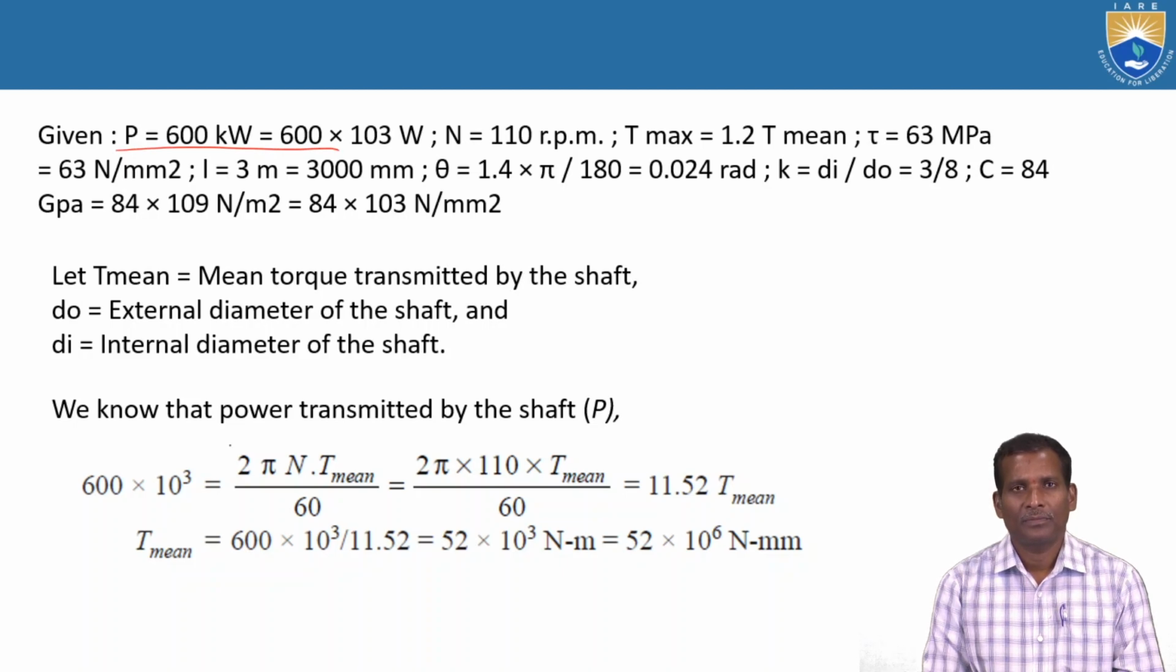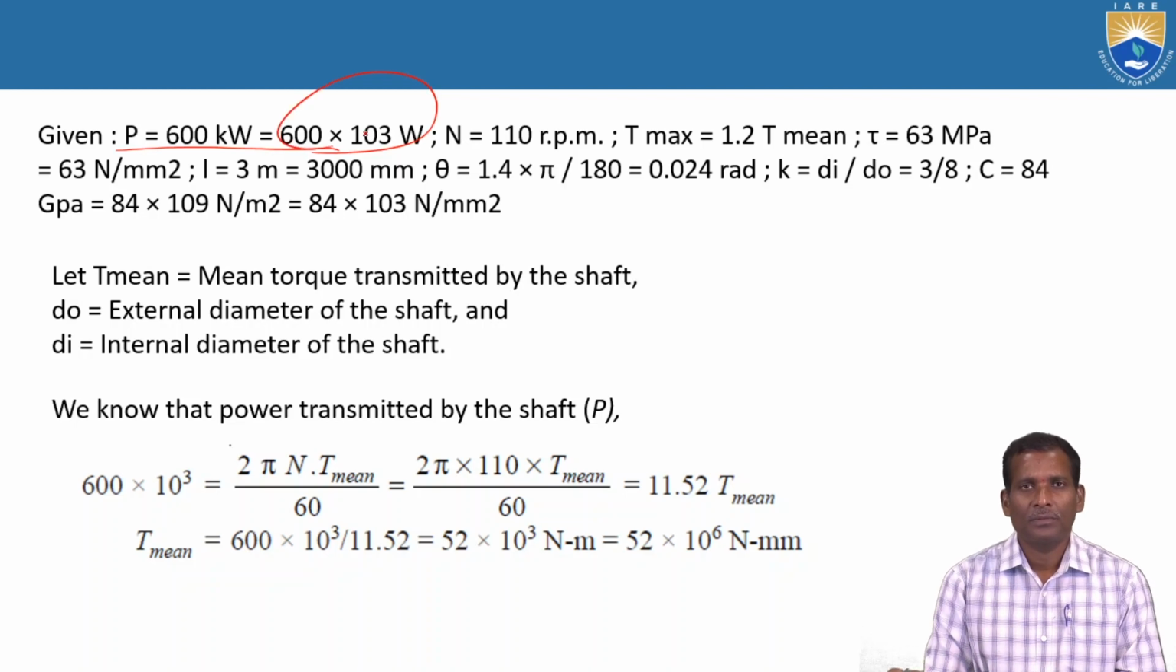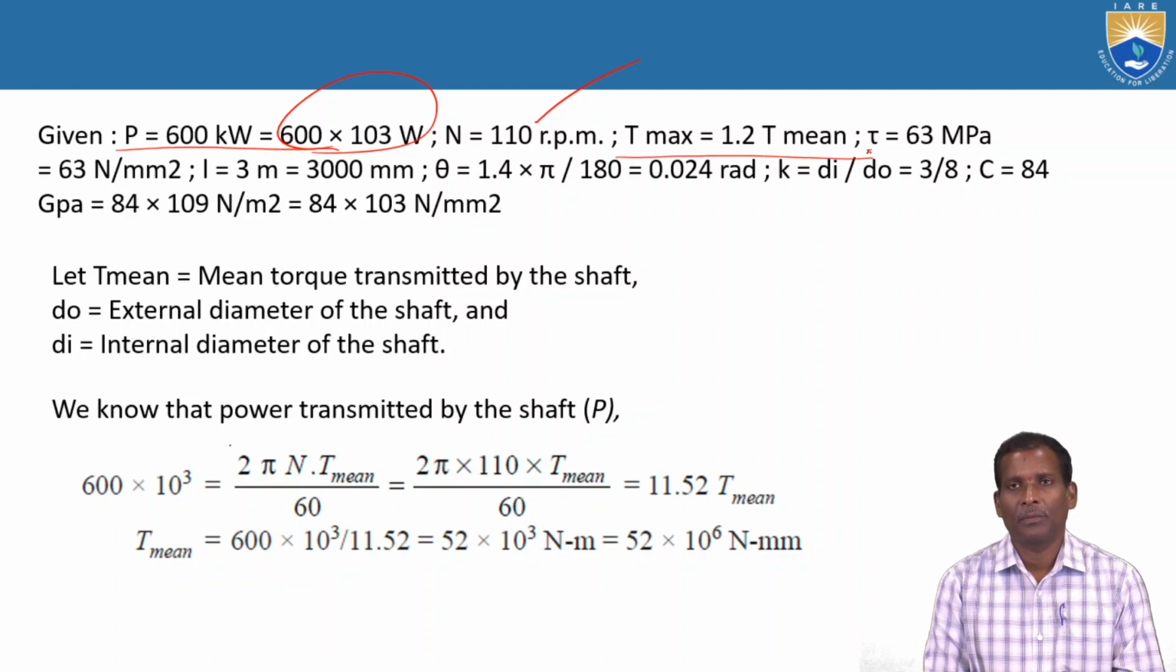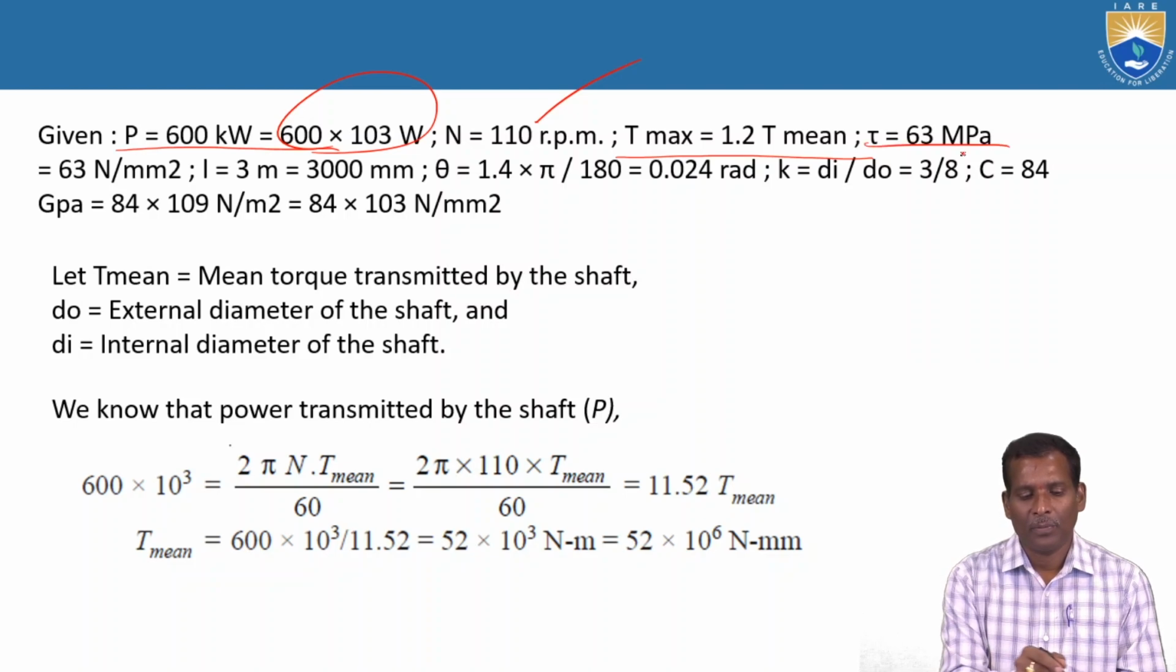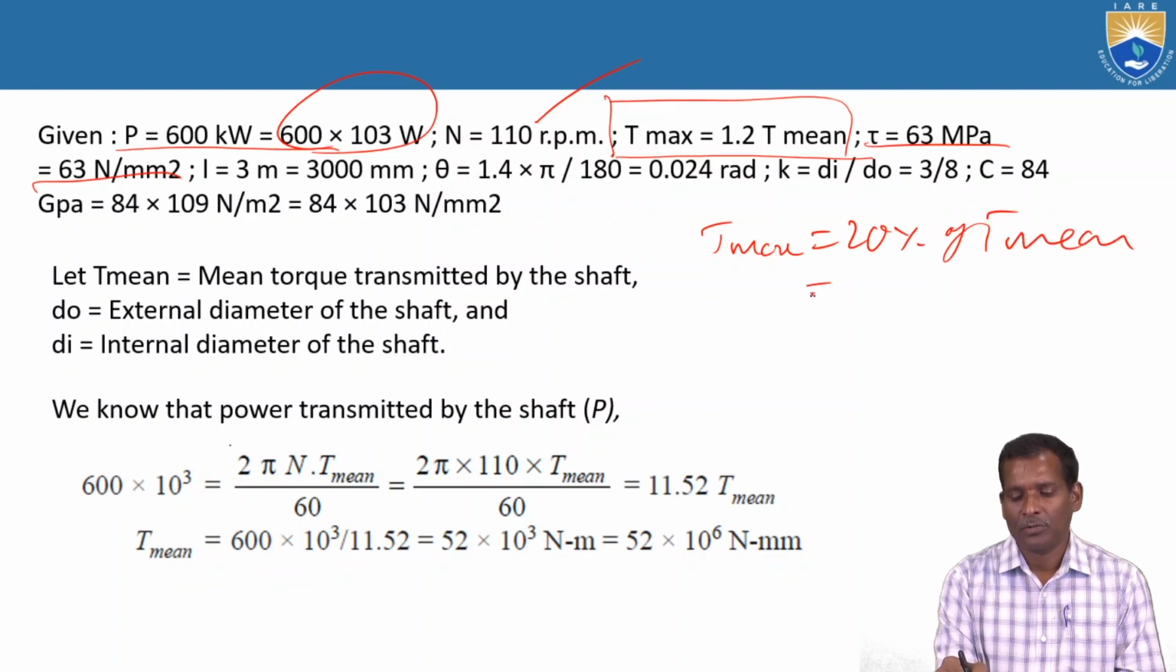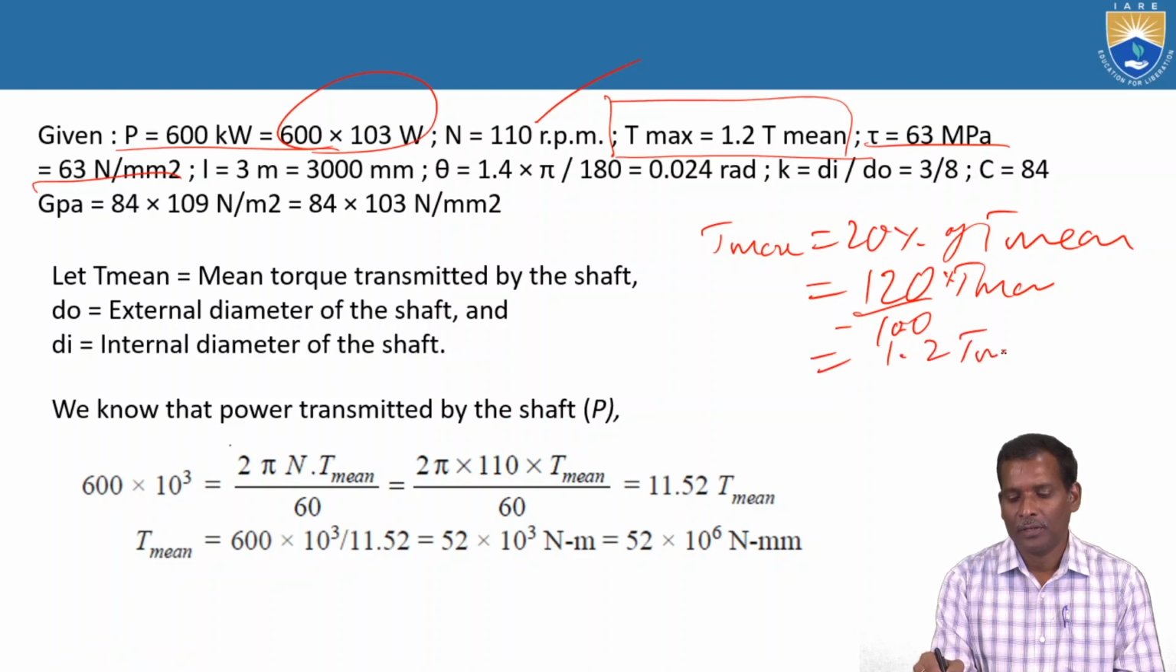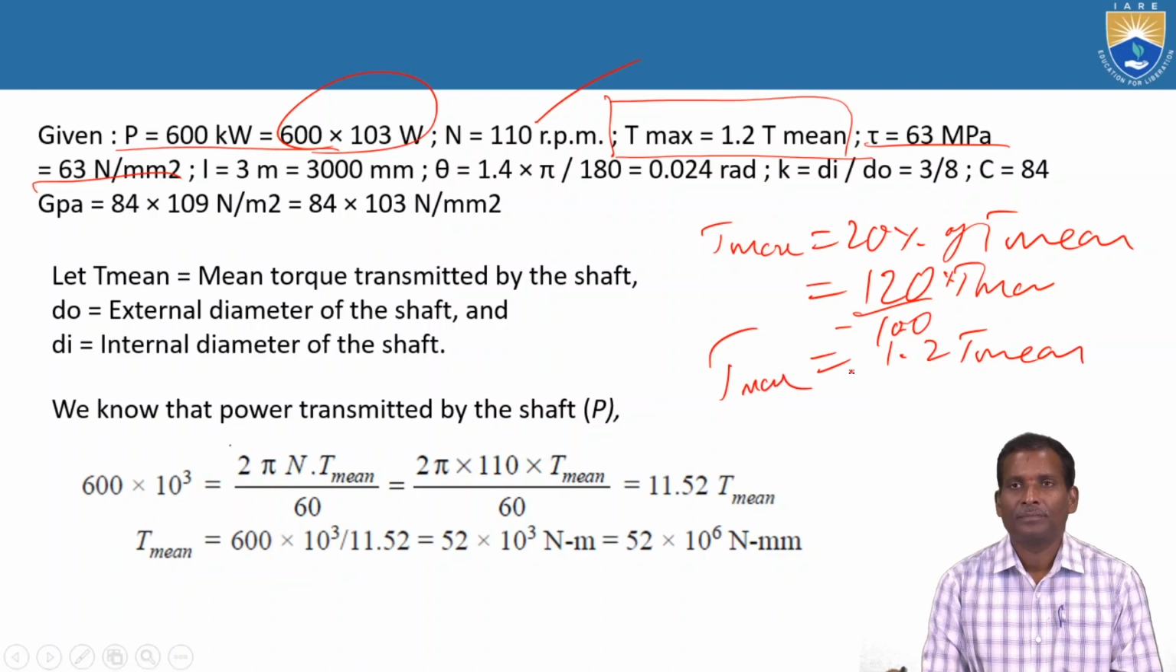Write down 600 kilowatts, 600 into 10 cube watts, and rotational speed N, and T max is equal to 1.2 times T mean. And tau is equal to 63 megapascal. So T max is 20% more than T mean, meaning 100 plus 20 percent of T mean. In terms of percent divided by 100, you will get 1.2 times T mean. So let T mean be the mean torque transmitted by the shaft.